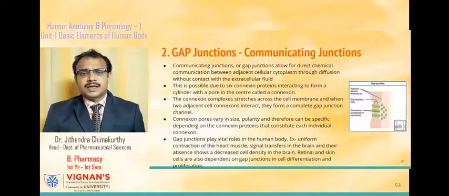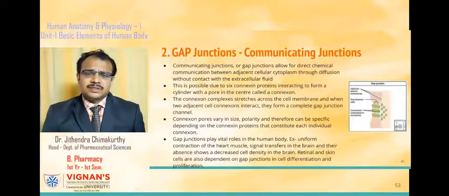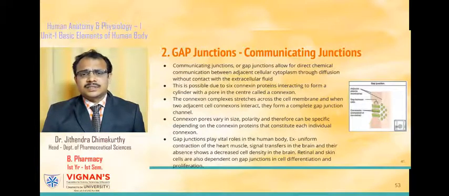Cell junctions: gap junctions. These gap junctions are also called communicating junctions because they help in communication between the cells. Here the cells can communicate with each other by transferring substances across through these gap junctions, and these substances can cross the cell membrane of one cell and enter the other cell without getting in touch with the extracellular fluid.